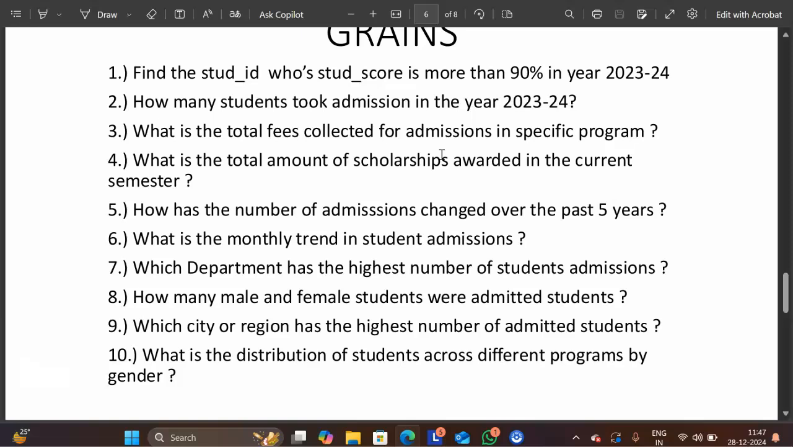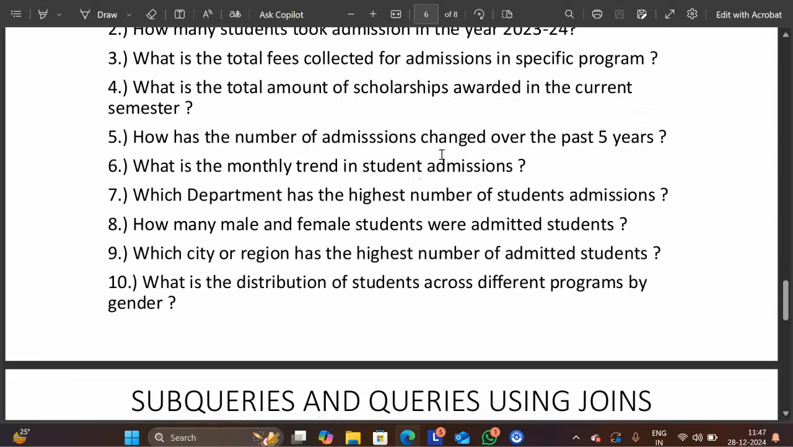First grain, find a student ID whose student score is more than 90% in year 2023-24. Second, how many students took admission in the year 2023-24? Third, what is the total fees collected for admission in a specific program? Fourth, what is the total amount of scholarship awarded in the current semester? Fifth, how has the number of admissions changed over the past 5 years? Sixth, what is the monthly trend in student admission?